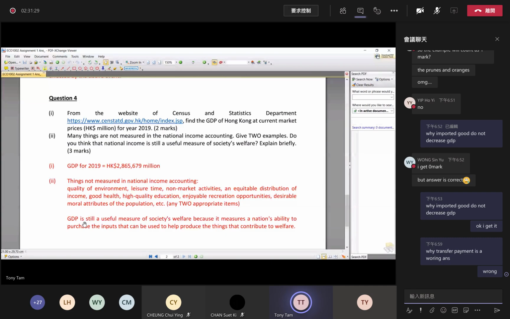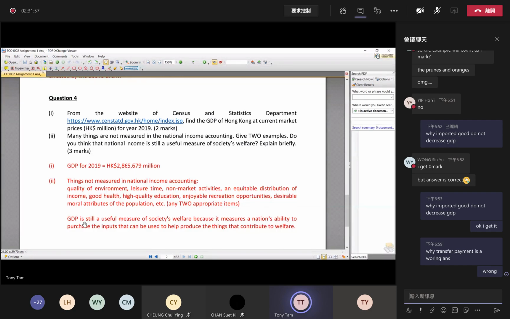Transfer payment is one answer. Why? Because, for example, if I am the one who received the transfer payment, then to a certain extent, I will do the consumption, right?